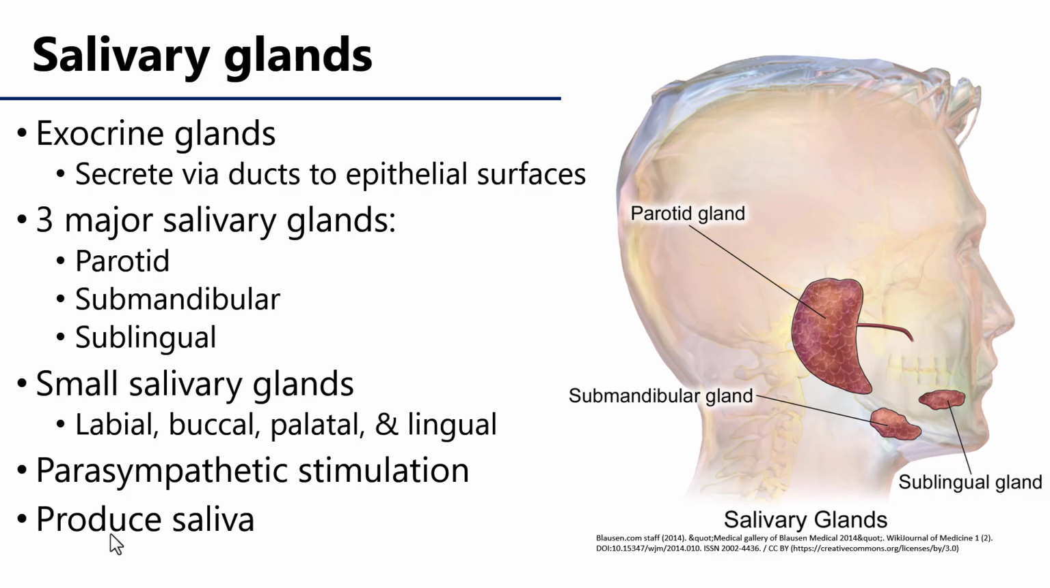That means that they secrete their substances via ducts onto the surfaces of epithelial tissues. So we can contrast that with endocrine glands that secrete hormones into the bloodstream.